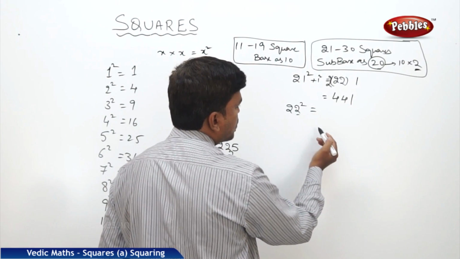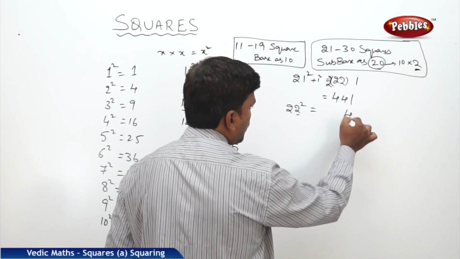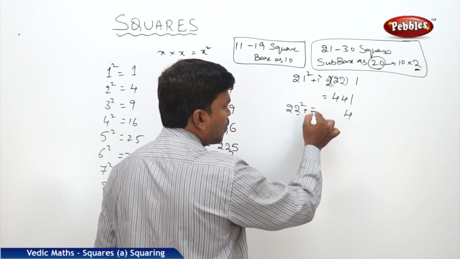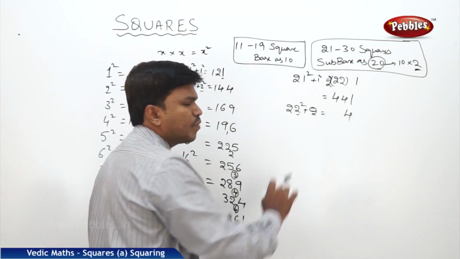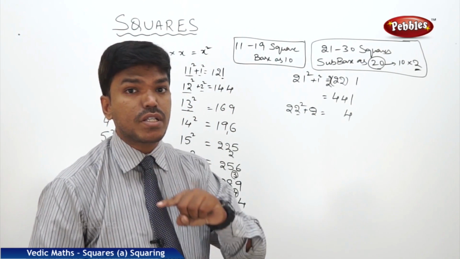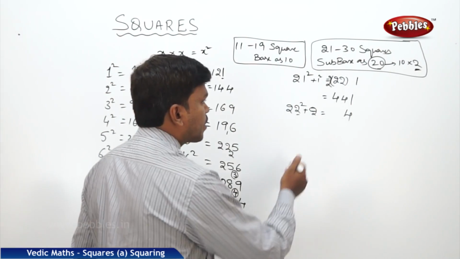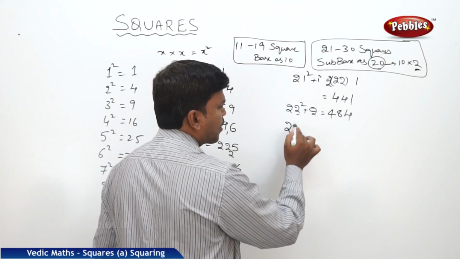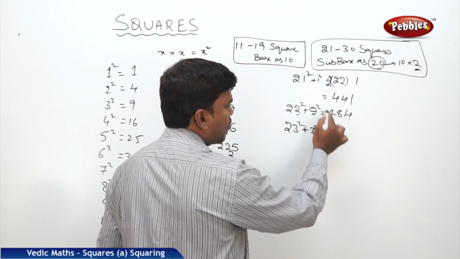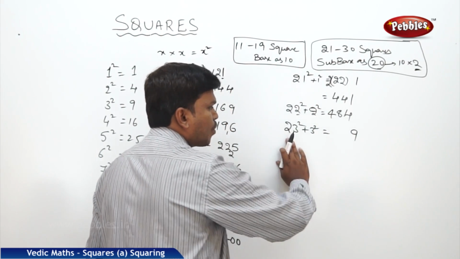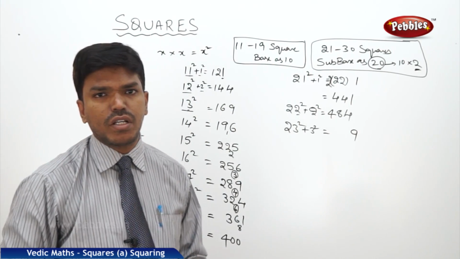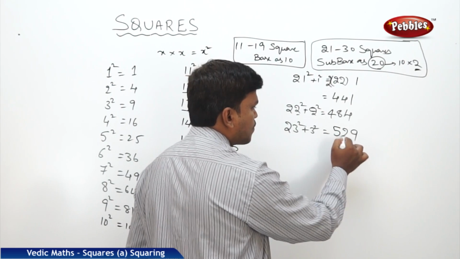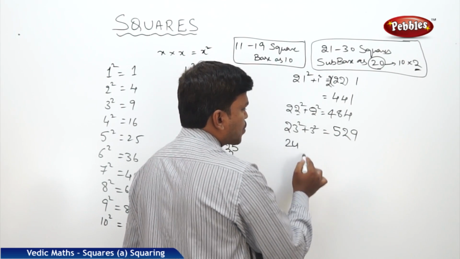Similarly, 22 square I need. So 2 square is how much? 4. 22, and what is the excess number? 2. 22 plus 2, 24. And what is the double of 24? 48. Every time you need to just make double, that's it. 23 square, that means plus 3 square. What is 3 square? 9. 23 plus 3, how much? 26. Make it a double. 52. So your answer is 529.